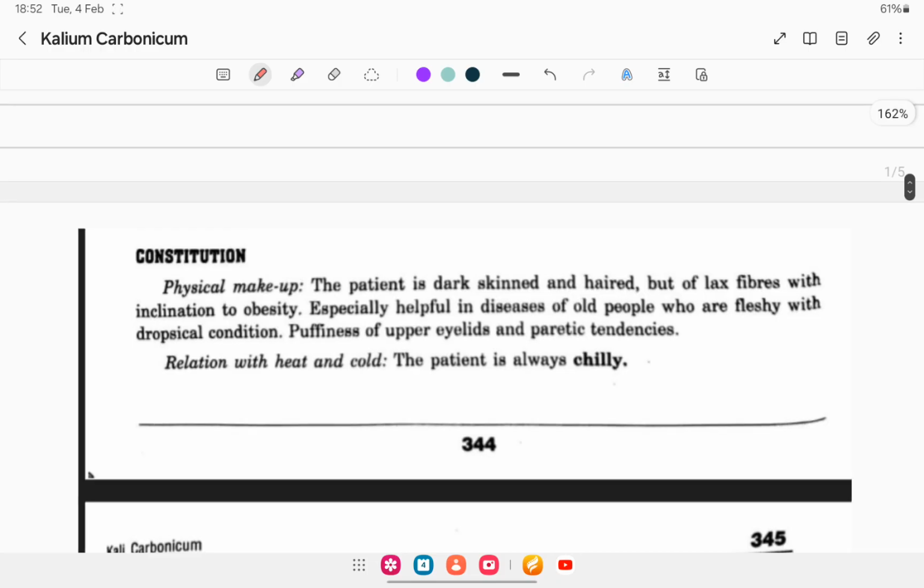So here it is written in SK Dubey, constitution, physical makeup. The patient is dark skinned and haired, dark skin and hair, but of lax fiber and inclined to obesity. Lax means loose fibers. Helpful in diseases of old people who are fleshy and in dropsical condition, and puffiness of upper eyelid and paretic tendencies. I will come later to this.